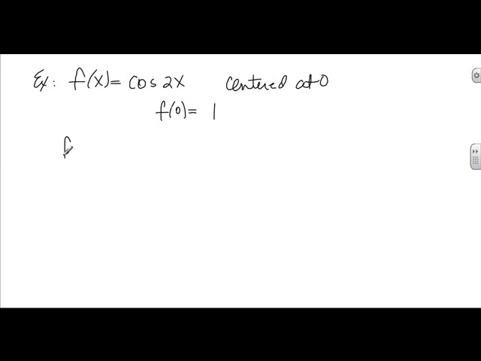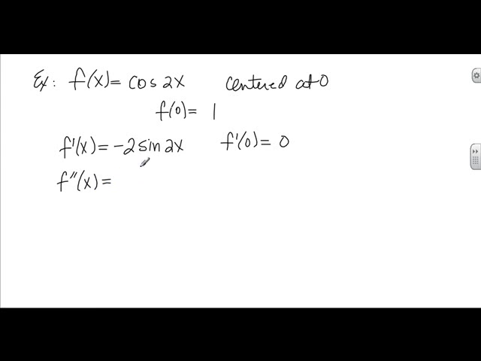We're going to need the first derivative of our function, and that would be negative 2 sine of 2x, and that first derivative is going to be 0. Okay, so the first derivative is involved in the coefficient of the second term. That coefficient is going to be 0. So that's not going to end up counting in one of our first four non-zero terms.